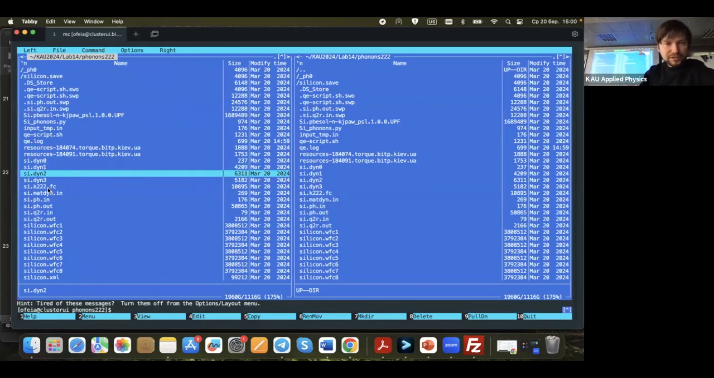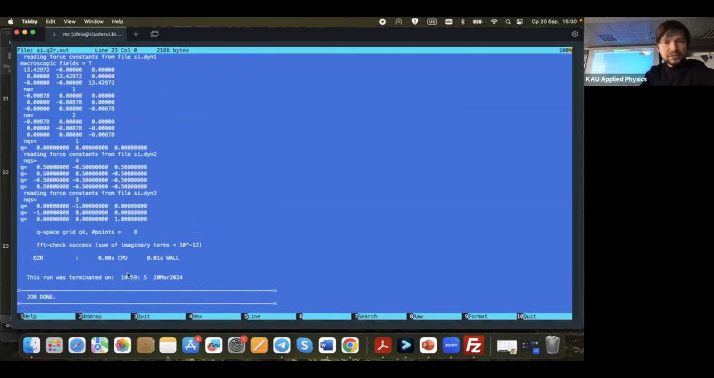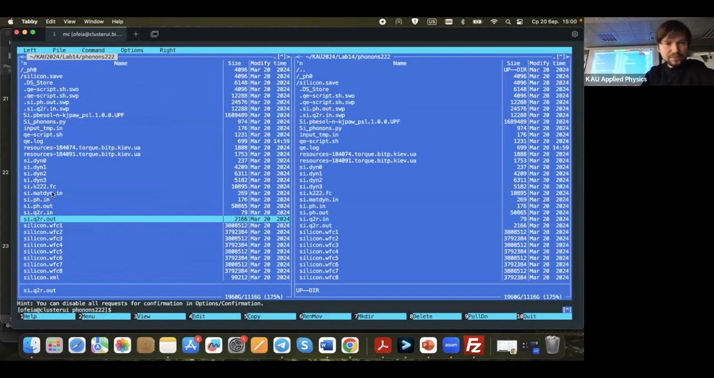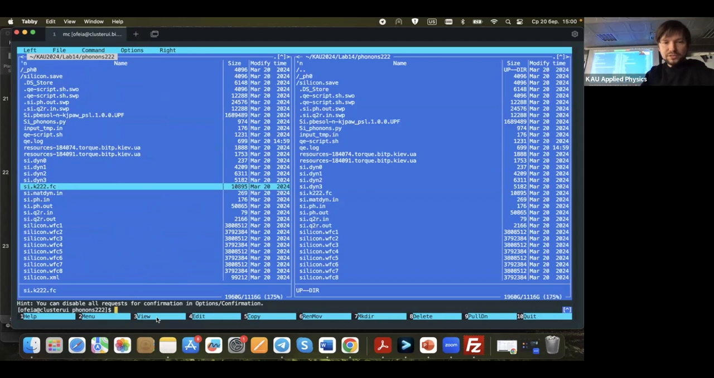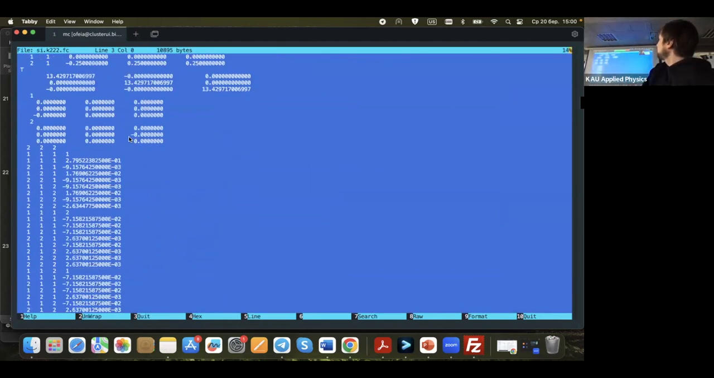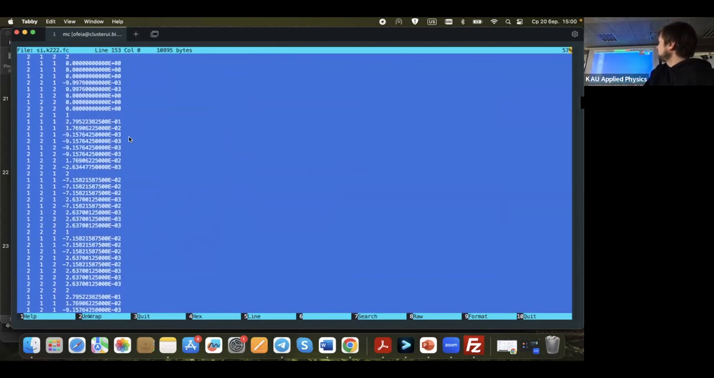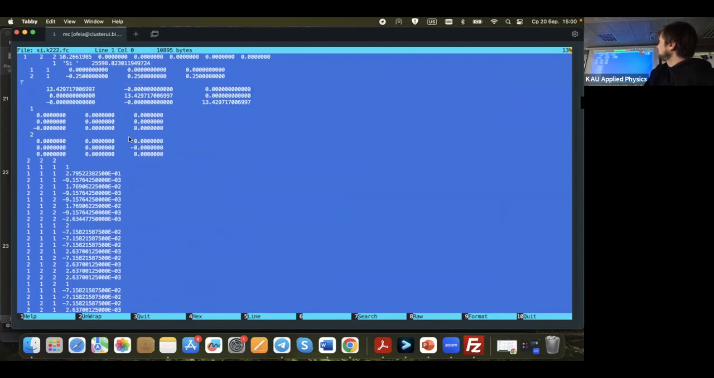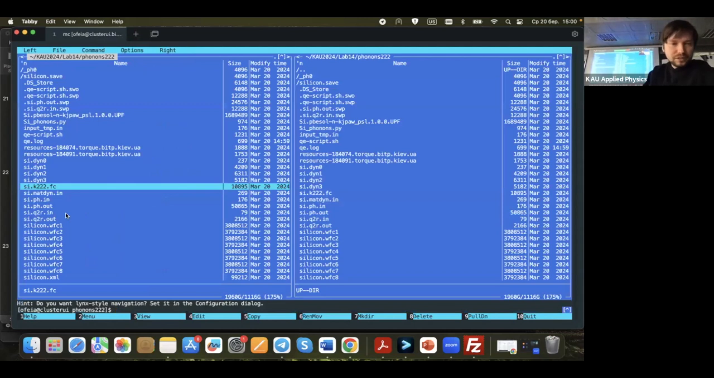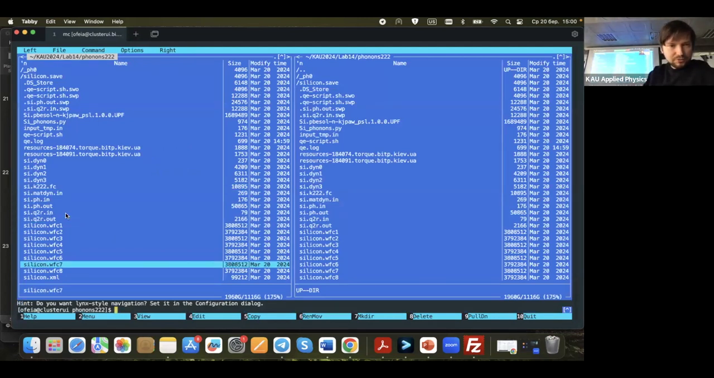What other files do we have? We also have q2r.out. It's not so interesting here. We have these forces. But it's really hard to understand what it is, but we have this forces file. Then what interesting things do we have?